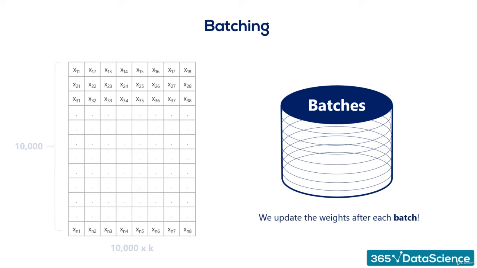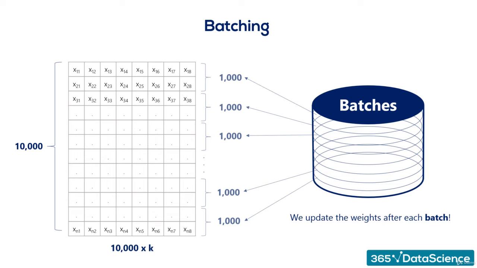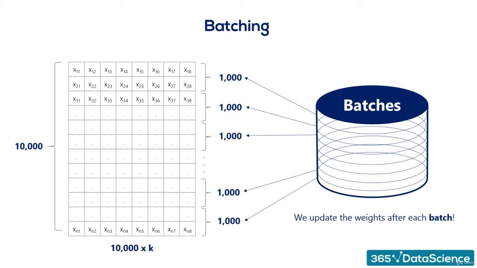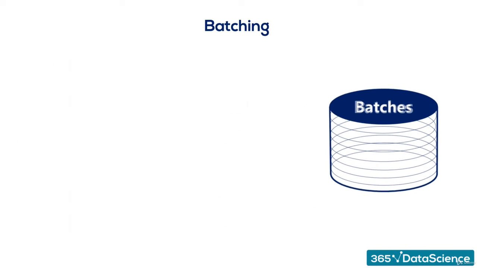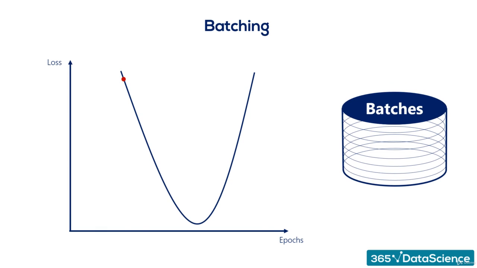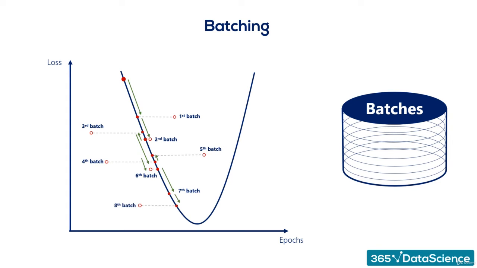Let's say we have 10,000 training points. If we choose a batch size of 1,000, then we have 10 batches per epoch. So, for every full iteration over the training data set, we would update the weights 10 times instead of 1. This is by no means a new method. It is the same as the gradient descent, but much faster.